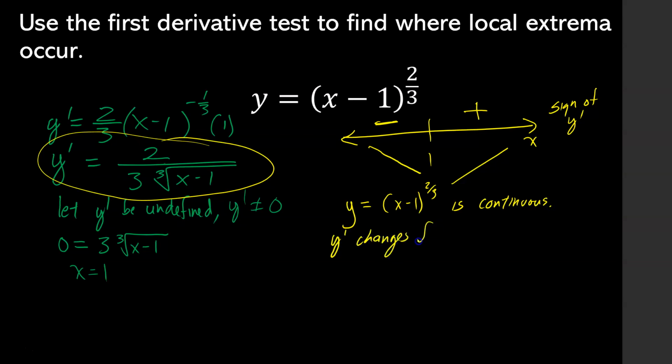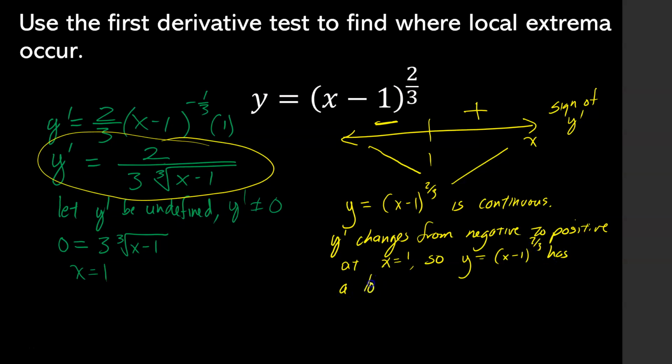Y prime changes from negative to positive, where? At x equals 1, so y equals x minus 1 to the power 2/3 has a local minimum at x equals 1. I'm going to stop there with the first derivative test because I know the next part is about concavity, and that's a whole separate topic.